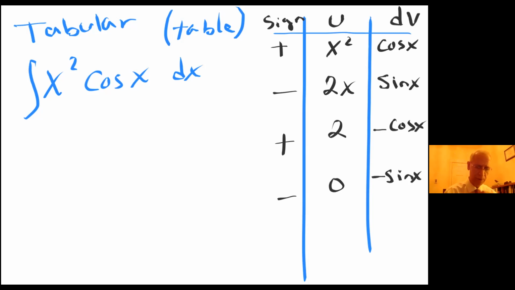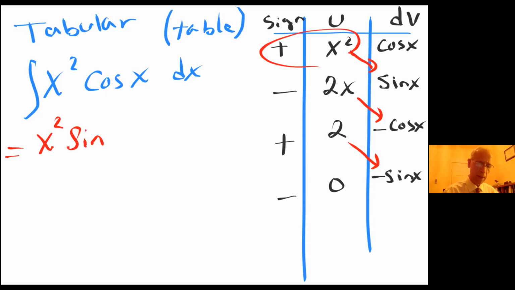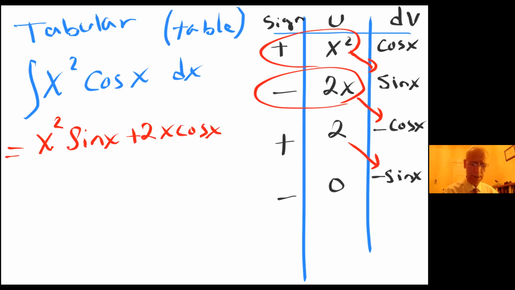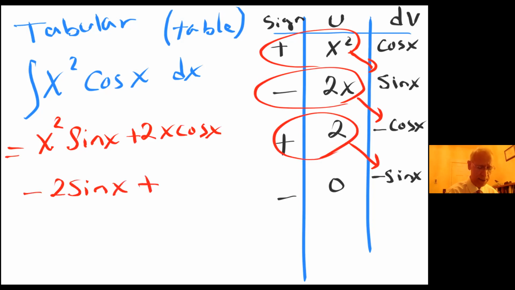Now let's put these arrows. So the answer to this integral is the product of positive x squared times sine of x, then the product of minus 2x times minus cosine of x, and then positive 2 times minus sine of x, plus some constant c.